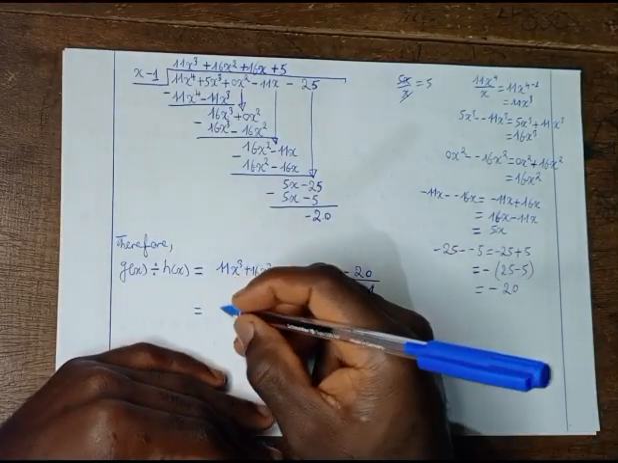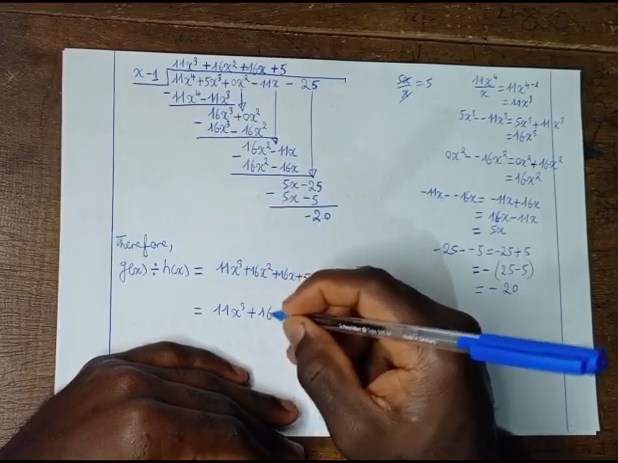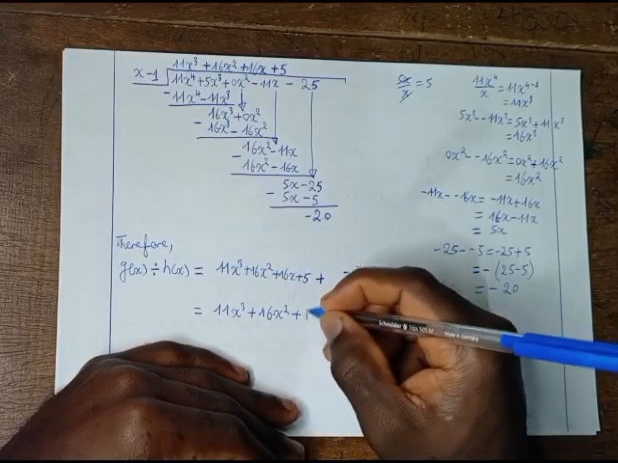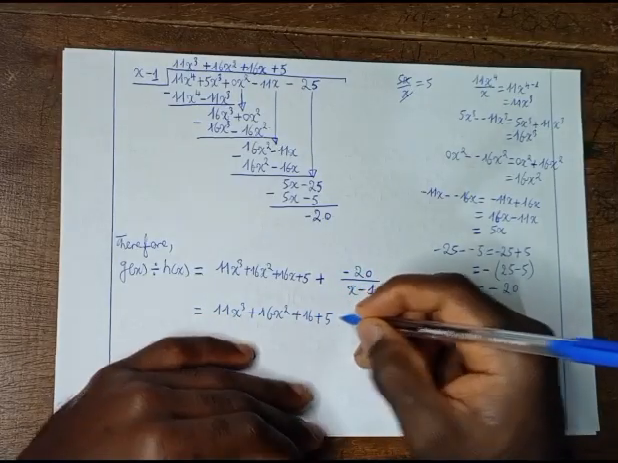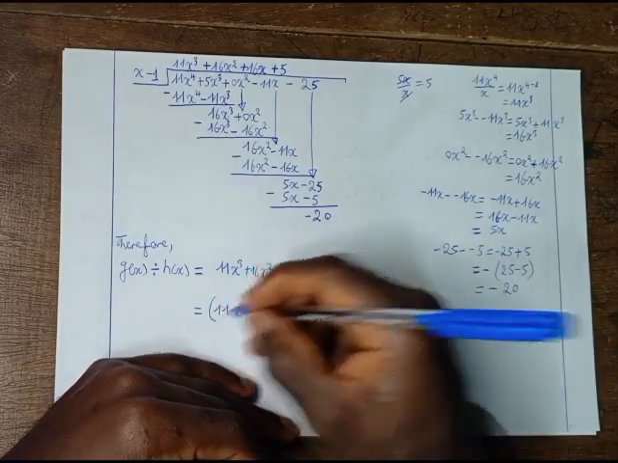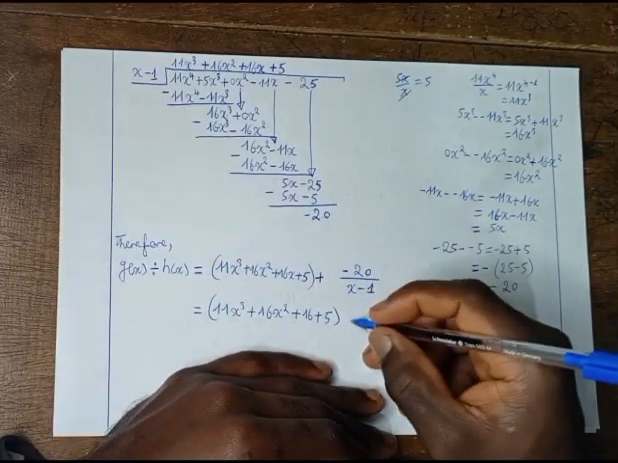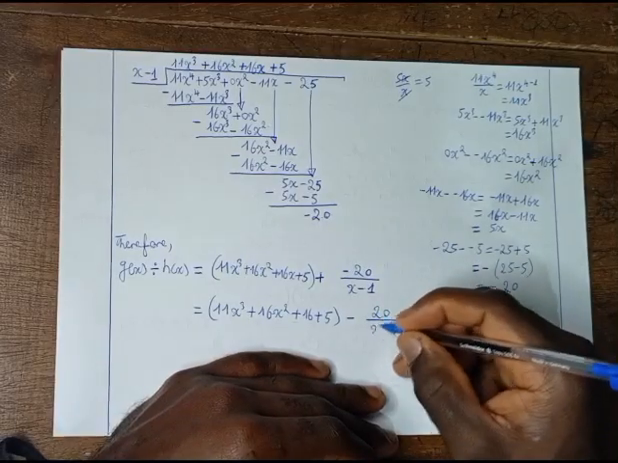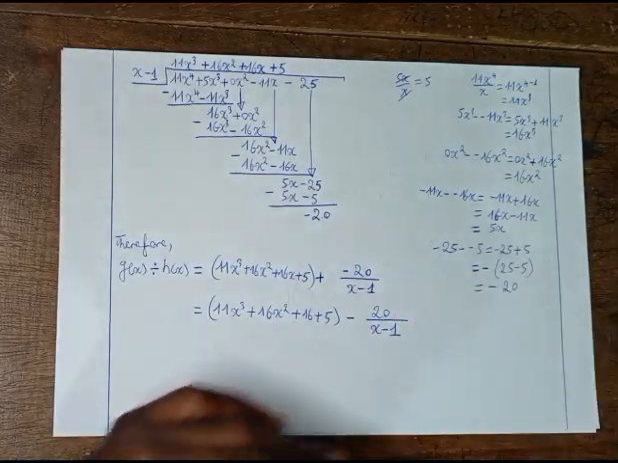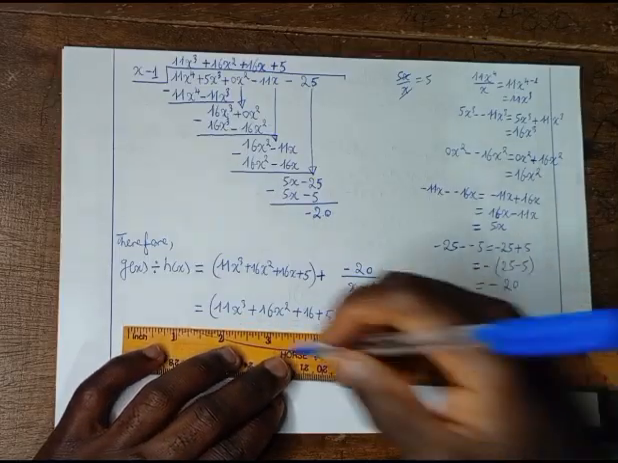This will simply give us 11x cubed plus 16x squared plus 16x plus 5, and I'll put it this way in brackets. Positive and negative, we know negative will dominate, so minus 20 over x minus 1, and we are done with the division.